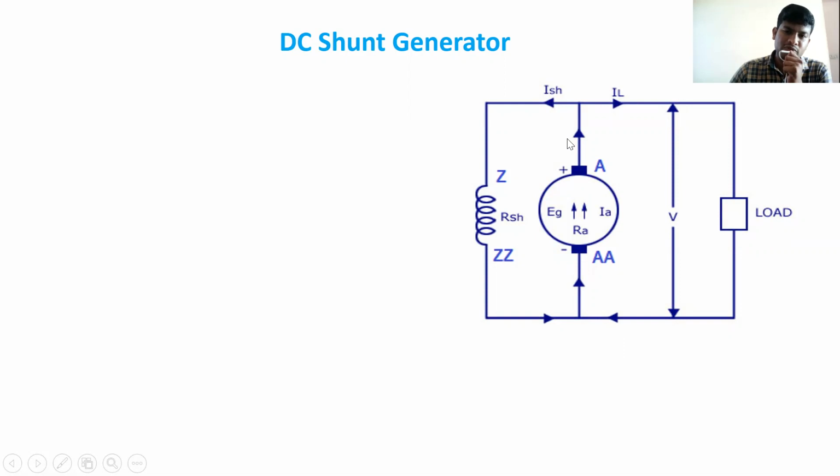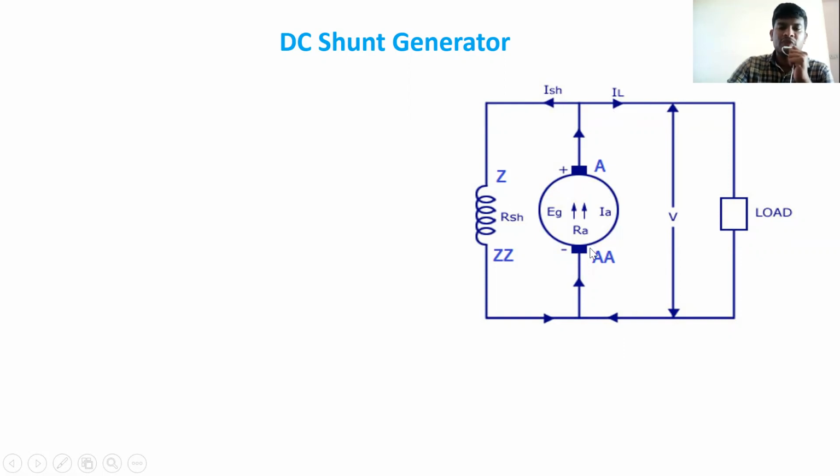So that current passing to the line enters the junction. That current divides in two: one current is passing to the field, another current passing to the load. So here ISH is nothing but shunt field current, IL is nothing but load current, and IA is nothing but armature current.